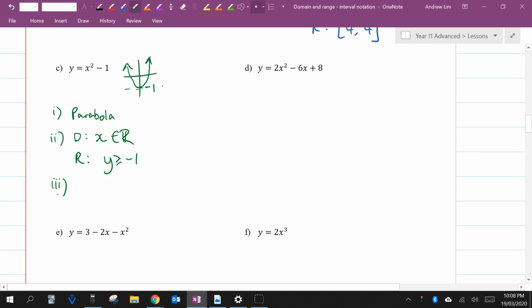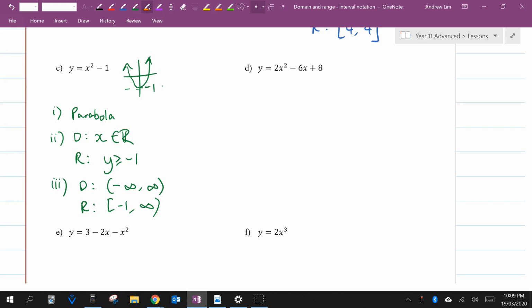So what does that look like in interval notation? x is an element of all real numbers, so the domain is from negative infinity to infinity. The range, however, because it includes -1, we use the square bracket, and it goes all the way to infinity, but with a curved bracket.